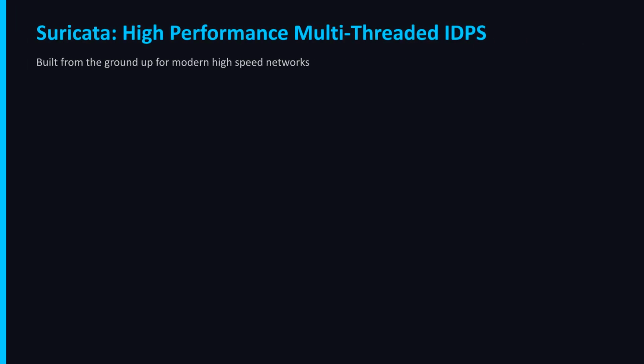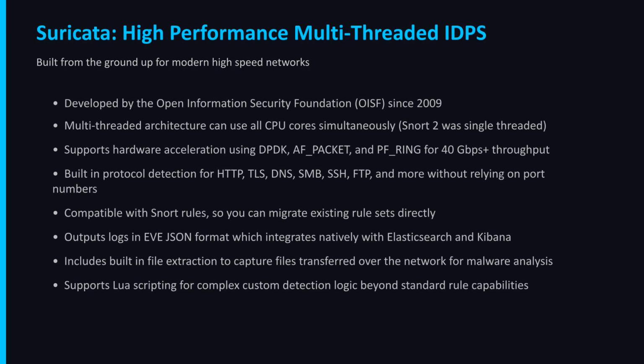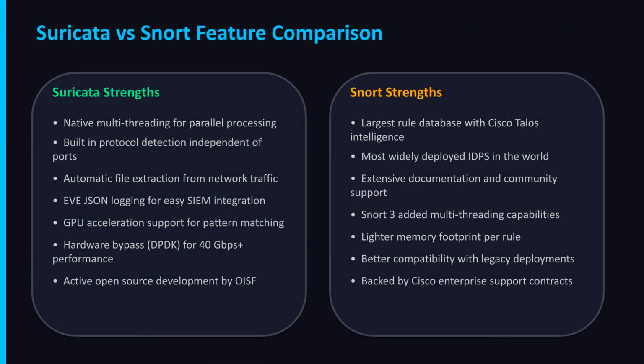Suricata is a high-performance, multi-threaded IDPS built for modern, high-speed networks. Since 2009, its ability to utilize multiple CPU cores and its native support for protocol detection have made it a favorite for handling massive throughput. When comparing Suricata and Snort, consider your needs. Suricata excels with its multi-threading and built-in protocol detection for high-performance needs, while Snort offers the largest rule database and is backed by extensive Cisco Talos intelligence.